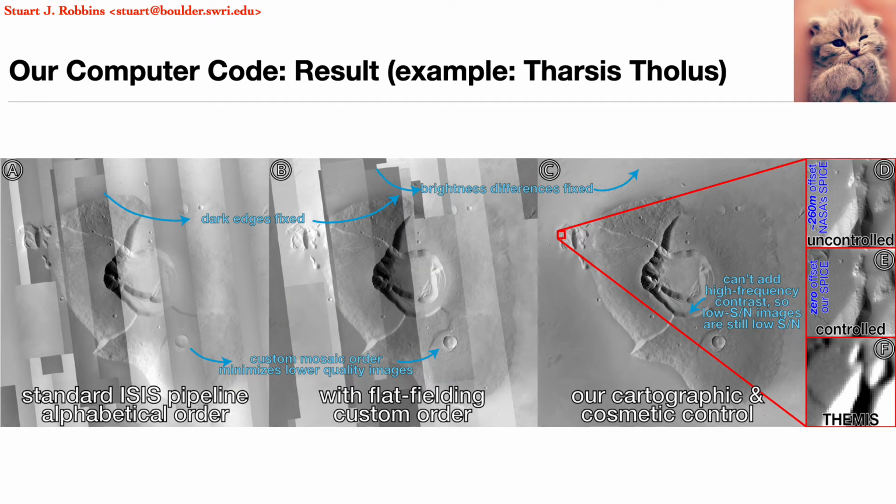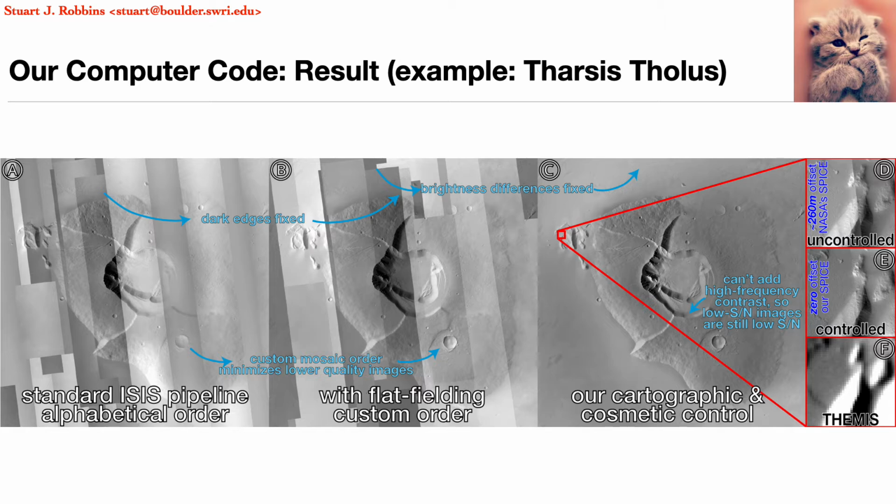The mosaic at the left would be a mosaic just produced through a standard ISIS workflow. In the far upper right, you can see what a small region looks like, and you can see those offsets. In this case, these images are offset by about 250 meters or 260 meters. The middle image, we've done some cosmetic control, and in the next image, panel C, we've done a lot more cosmetic control, and we've done our cartographic control. That cartographic control is zoomed in panel E, and you can compare E and D and see the difference.